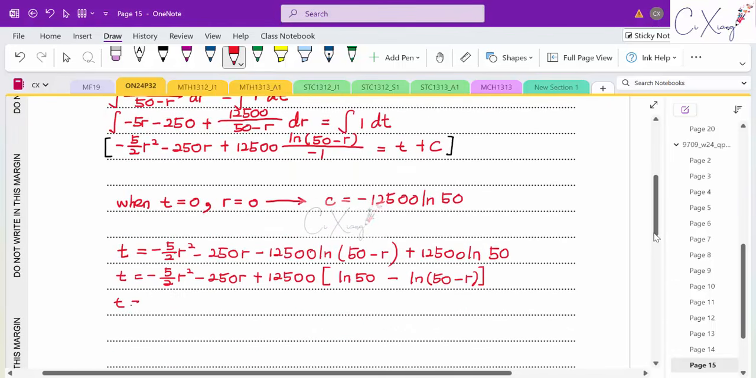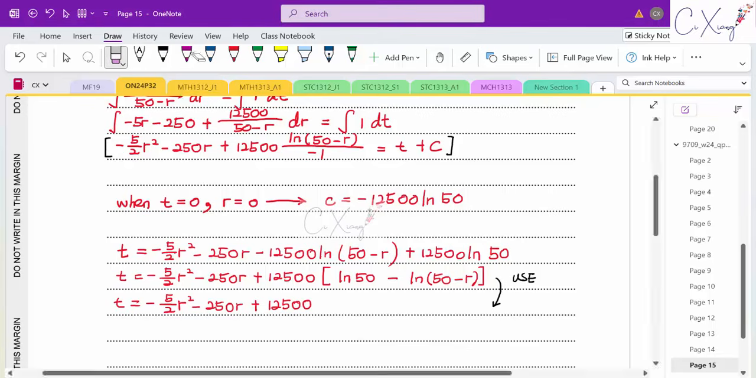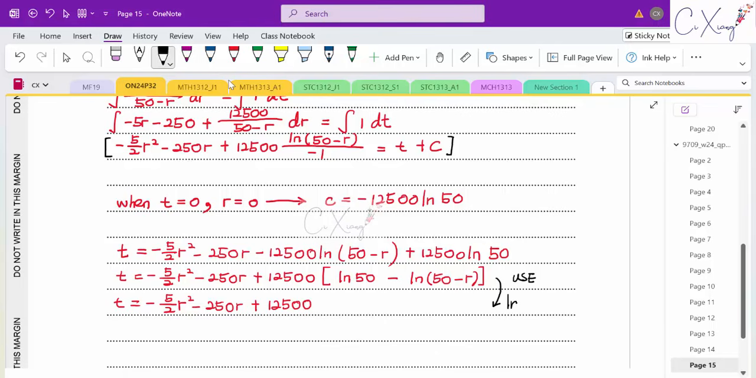At this step, I will want to combine the ln function together into a single ln. How can I combine them? Basically, I want to use the property we learned last time: ln A divided by B equals ln A minus ln B.